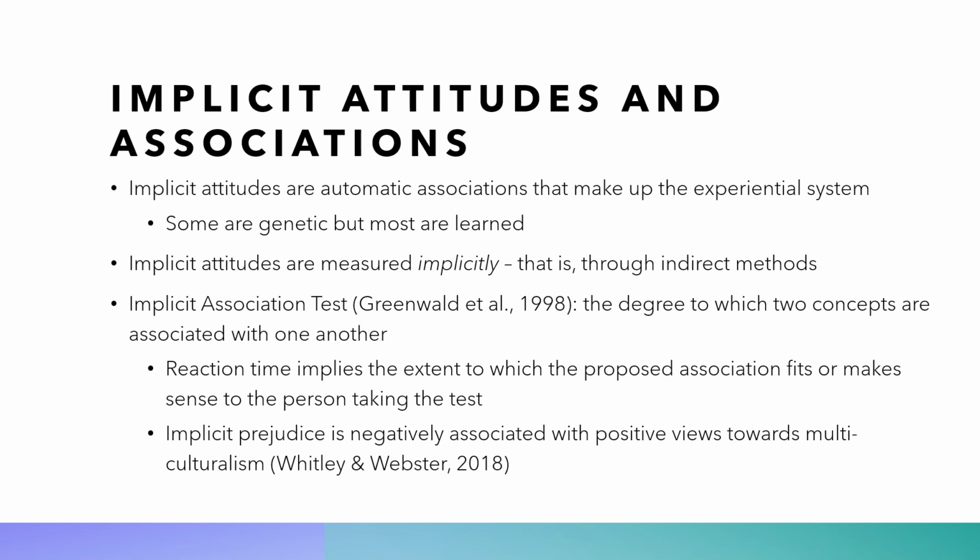That said, some research has shown that implicit associations are associated with explicit attitudes. So a recent study found that implicit prejudice is negatively associated with positive views towards multiculturalism. So the more prejudice that people showed on an implicit association test, the less they felt that multiculturalism was cool.